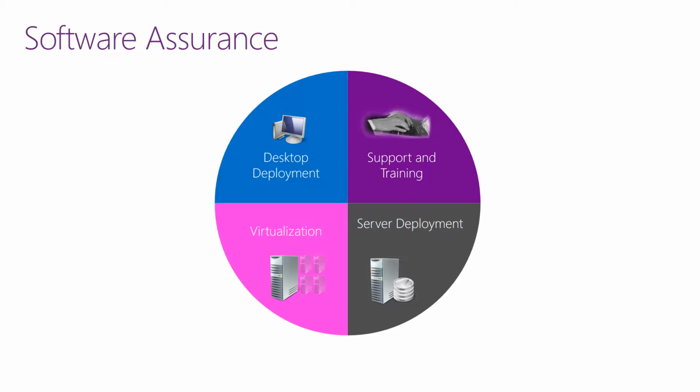So that was our quick introduction to software assurance. It's now time to get into some detail on the benefits, and I've split the benefits into 4 main areas so we can consider, as customers go about different tasks in their organisation, which software assurance benefits are of most relevance to them at that point. And you can see our areas are going to be desktop deployment, support and training, server deployment, and then the whole topic of virtualization.